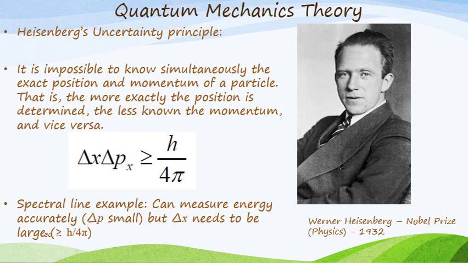He developed an equation, and the equation shown on the slide looks something like this. So this refers to position, and this refers to momentum. He related it and said that this product must be greater than or equal to the ratio of Planck's constant over 4 pi. So referring to the spectral line example for hydrogen, we can measure the energy of the line quite accurately because the change in momentum is quite small, but the change in the position needs to be really large.